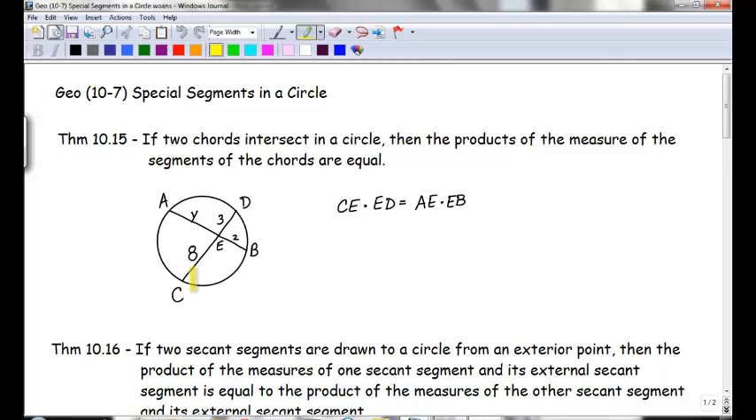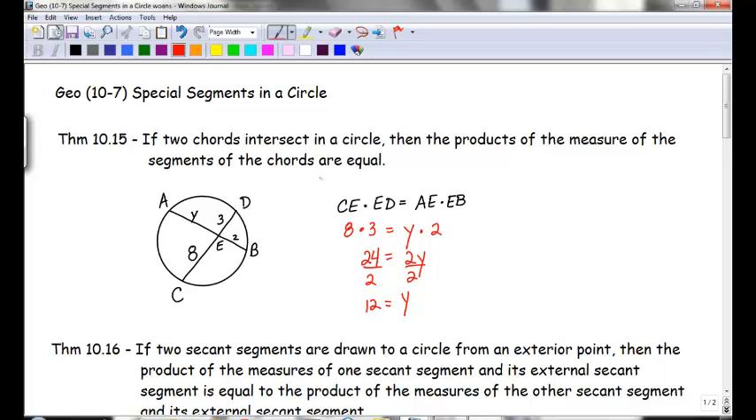CE times ED equals AE times EB. So now fill in. CE is 8. ED is 3. Their product has to equal the product of AE, which is Y, and EB, which is 2. So 24 equals 2Y. If you divide by 2 on both sides, Y has to equal 12.